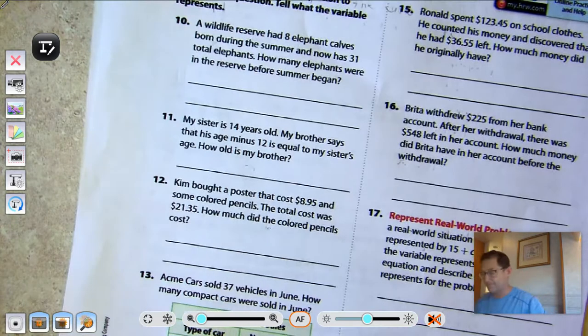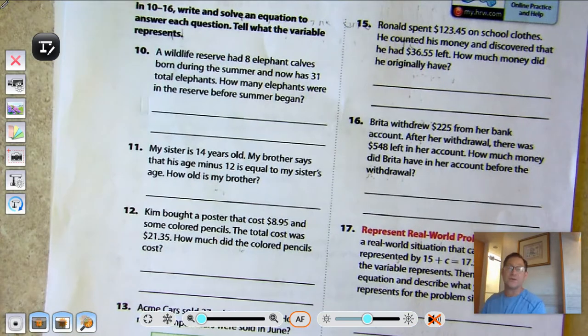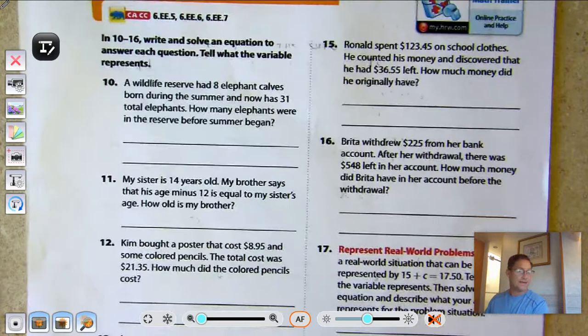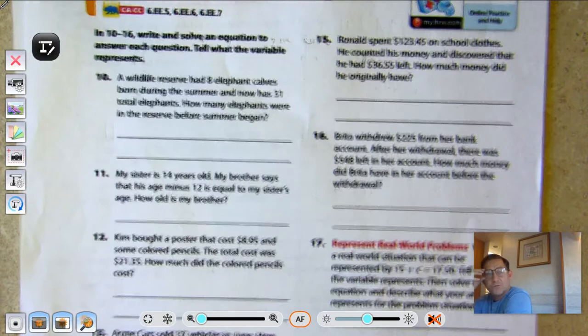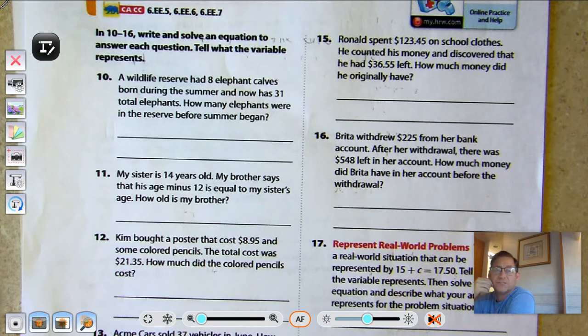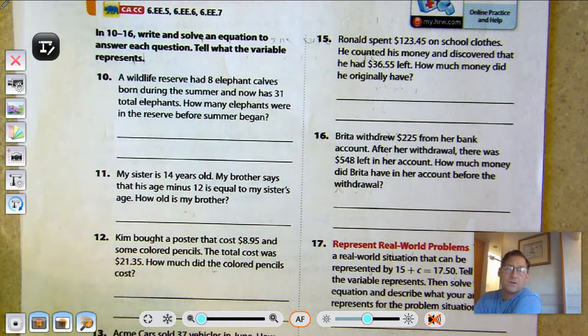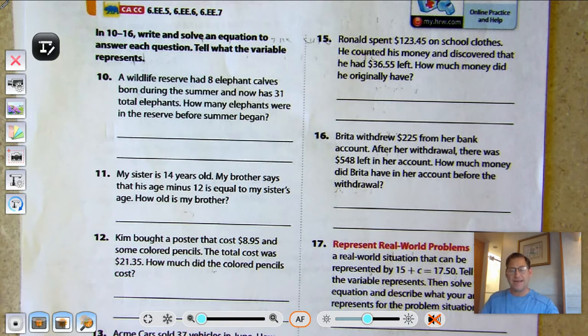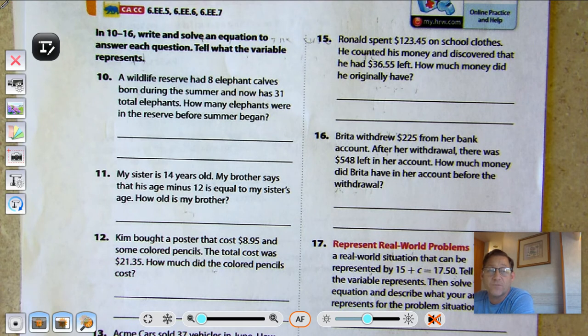Let's look at page 311, number 10. Write and solve an equation to answer each question. Tell what the variable represents. All right, so a wildlife reserve had 8 elephant calves born during the summer and now has 31 total elephants. How many elephants were in the reserve before summer began?